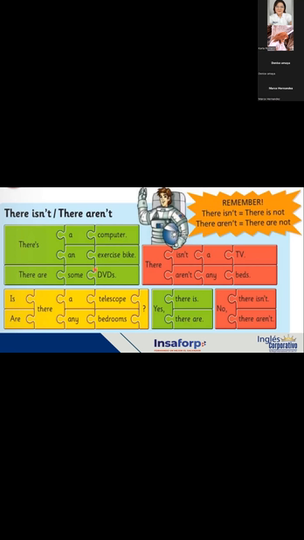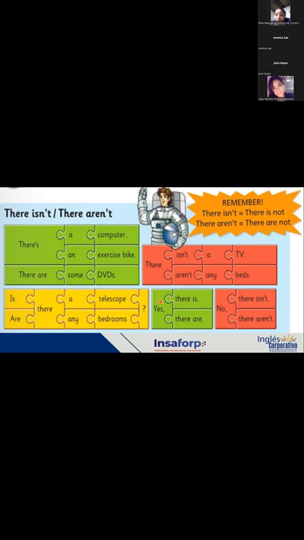I will need the affirmatives for Carla and the negatives for Jose Lopez, if you don't mind. Yes, there is. No, there isn't. Now, Jose? Yes, there are. No, there aren't. Thank you very much.